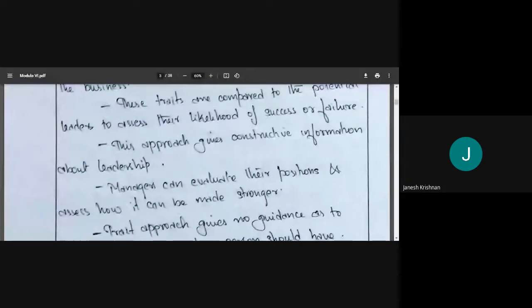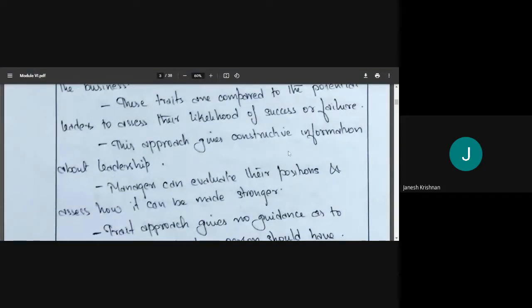So if I am lacking somewhere, I can have a chance to develop myself also. So it's again a win-win situation. You can select a good leader, and I can make myself a good leader. I can improve my qualities, right? That's what it says: managers can evaluate their position and assess how it can be made stronger. But that's about the positives.